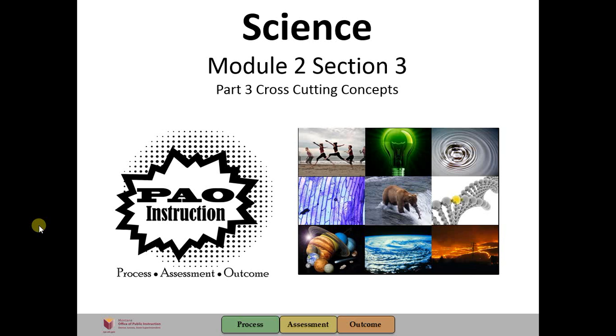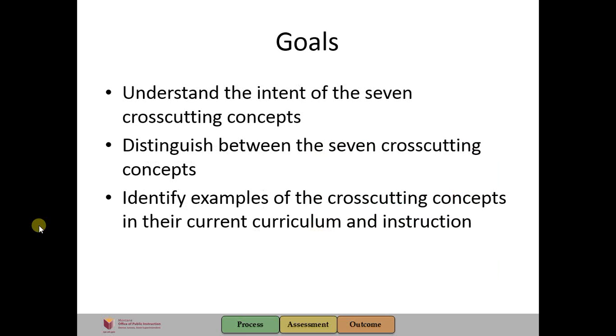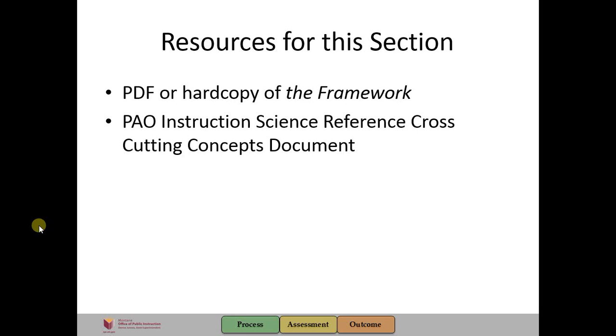And welcome to POW Science Module 2 Section 3, and this is Part 3, the Cross-Cutting Concepts. Our goals for this section of the course are to understand the intent of the 7 cross-cutting concepts, to distinguish between them, and to identify examples of the cross-cutting concepts in current curriculum and instruction.